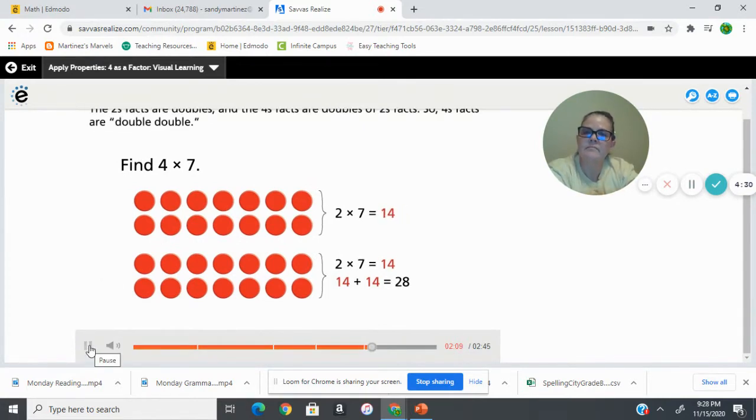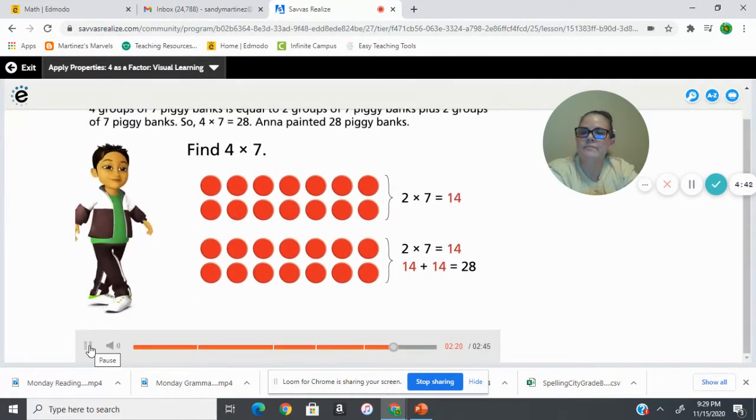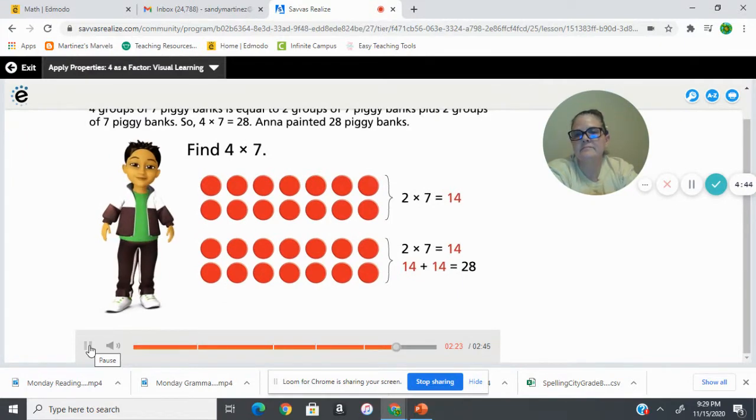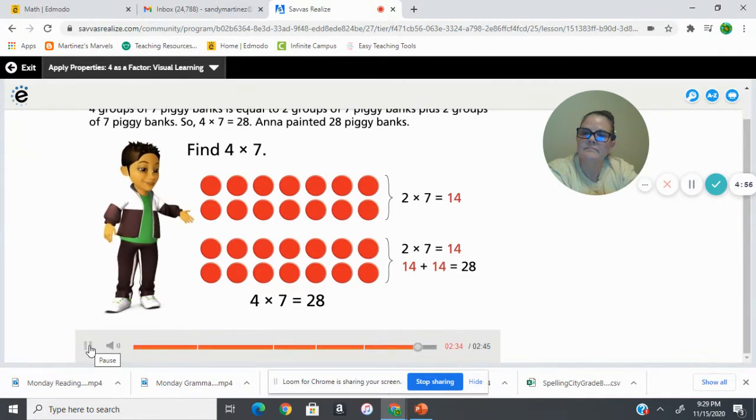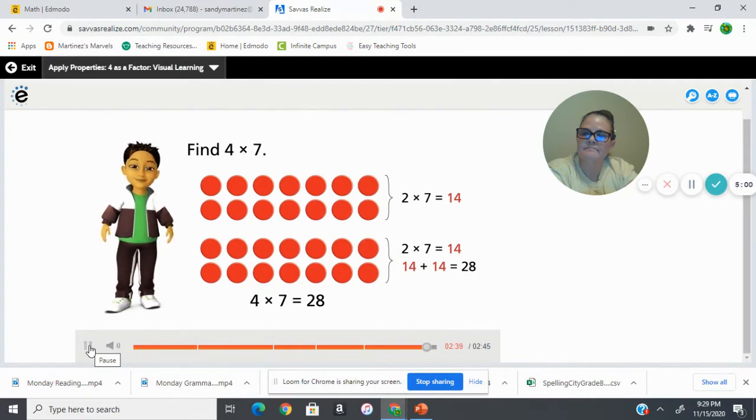The 2's facts are doubles, and the 4's facts are doubles of 2's facts. So 4's facts are double-double. 2 times 2. 4 groups of 7 piggy banks is equal to 2 groups of 7 piggy banks plus 2 groups of 7 piggy banks. So 4 times 7 equals 28. Anna painted 28 piggy banks. Now you know how to use doubles to multiply with 4.